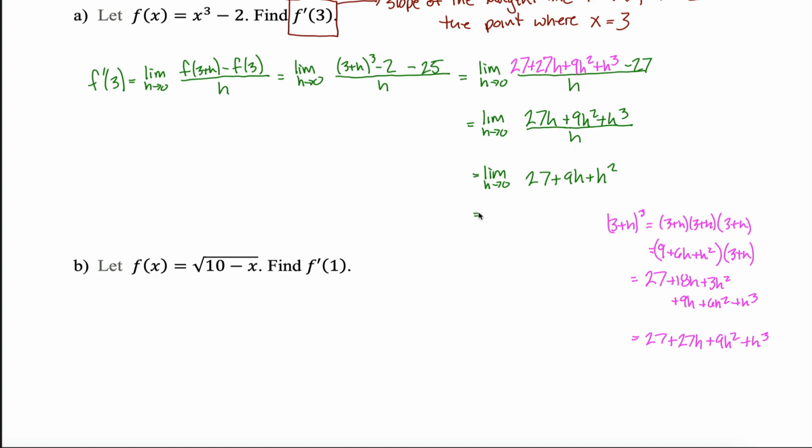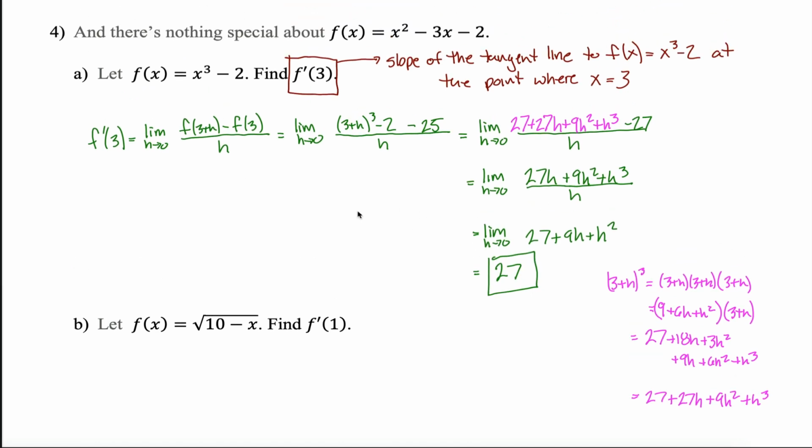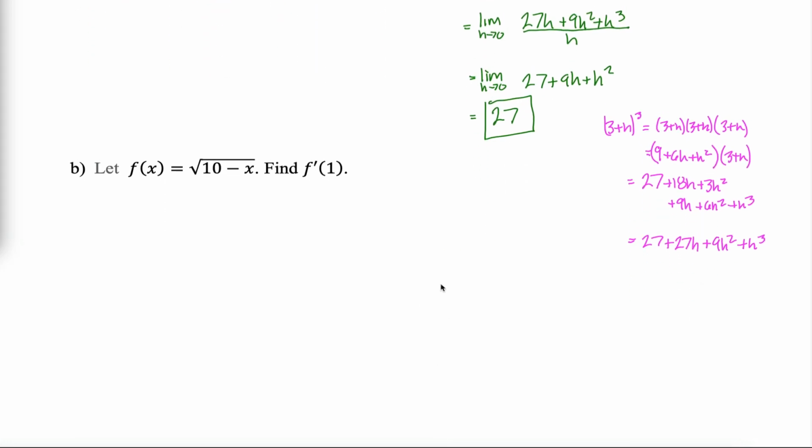Just change all your h's into zeros. 27 plus 0 sounds like 27. f prime of 3 is equal to 27. If I were to sketch this graph and I were interested in the slope of the tangent line when x was equal to 3, I would find that that line is a really steep line. It's got a slope of 27. Let's see if we can fire through a couple more examples.